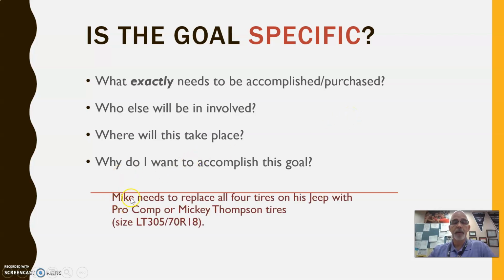So again, here's an example. Mike needs to replace all 4 tires on his Jeep with Pro Comp or Mickey Thompson tires. He even gives a tire size. By knowing the name brand and the size, now you can identify some tires within a price. So this is the first step. You just don't want to say, I want to save up money for tires. You want to be more specific than that. You want to give details on there.